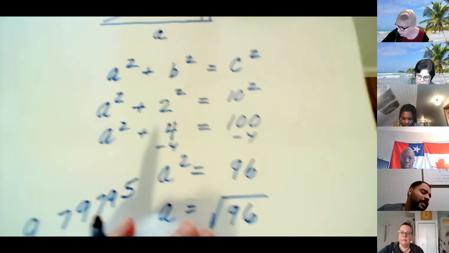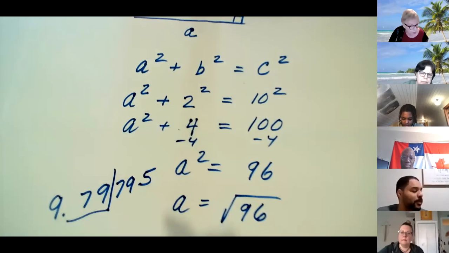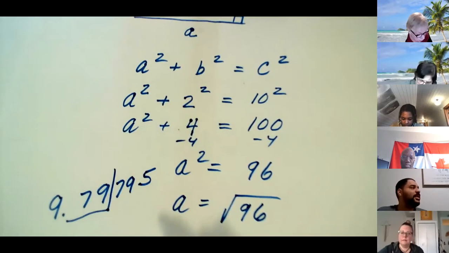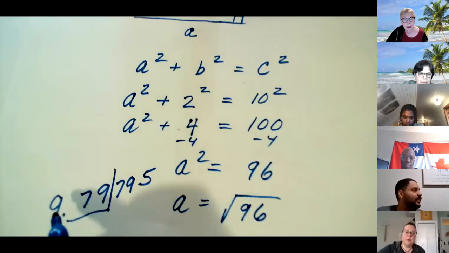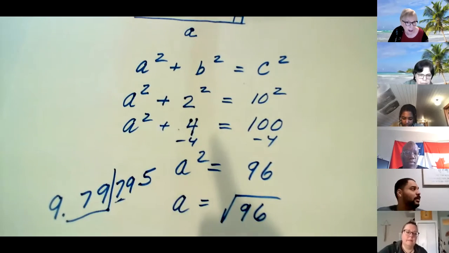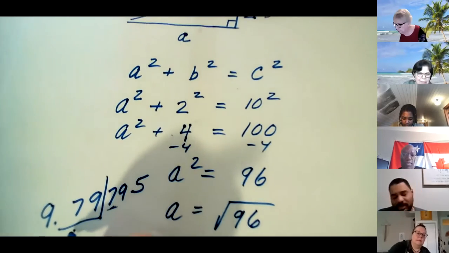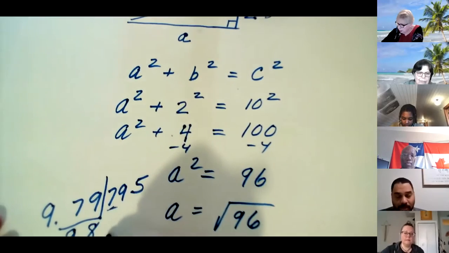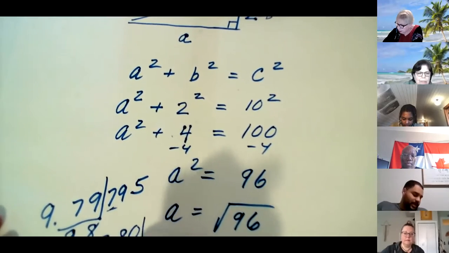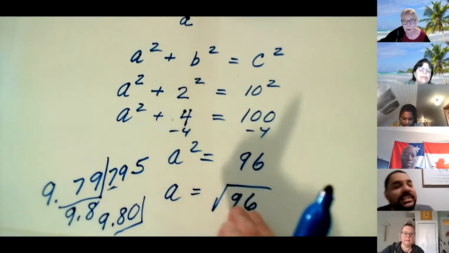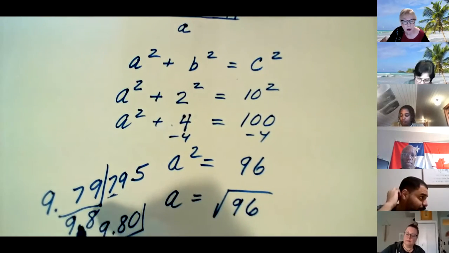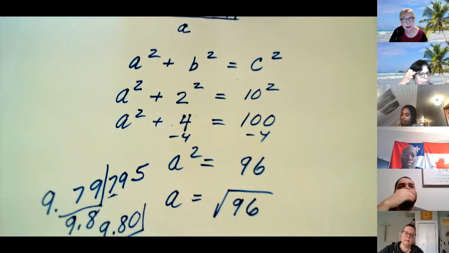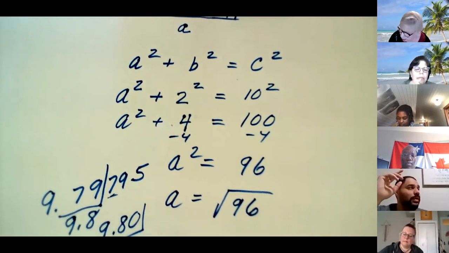If they said round it to hundredths, what would the answer be? 9.8. Because they said hundredths, you could include that 0 just to show you took it to the hundredths, but this is also correct. I wanted you to see that.